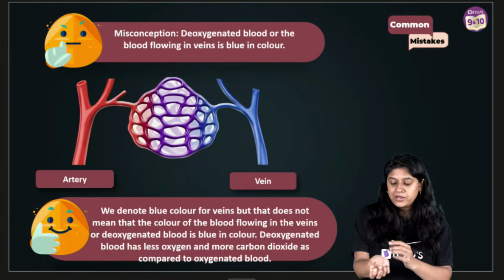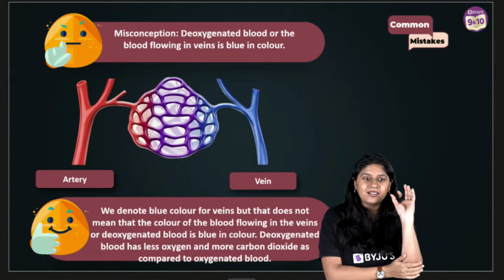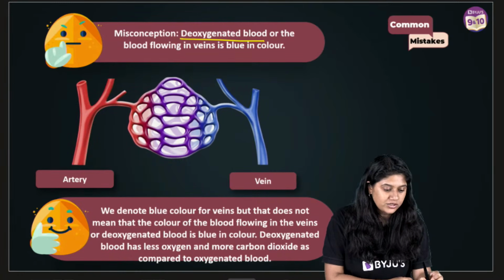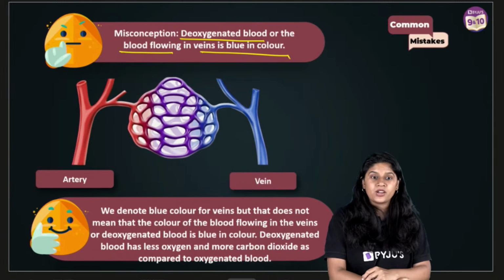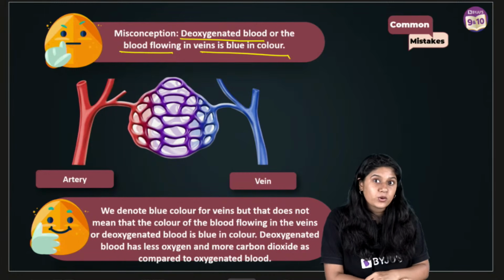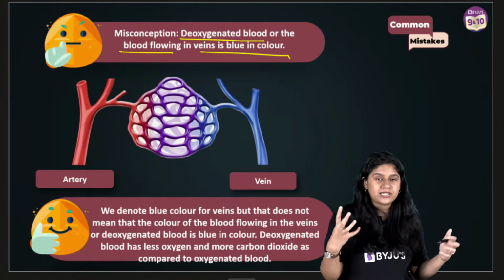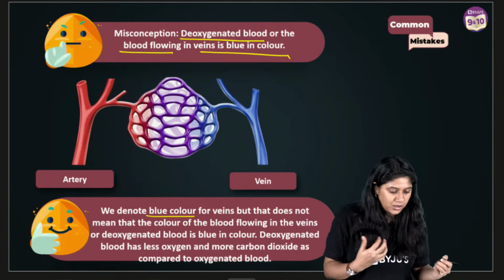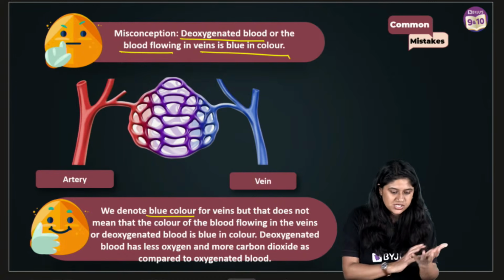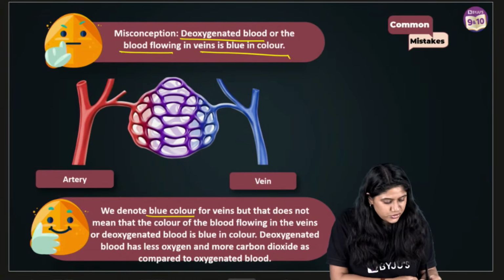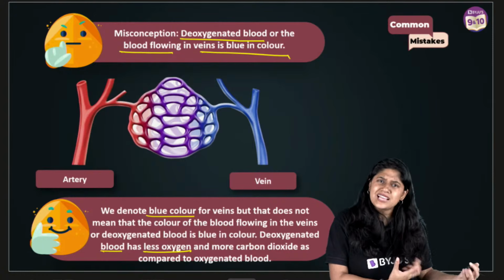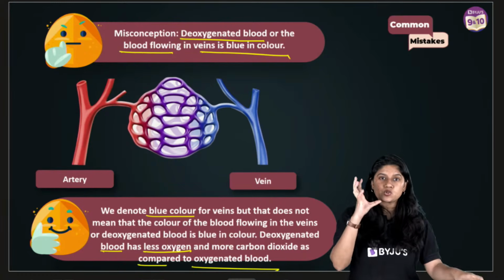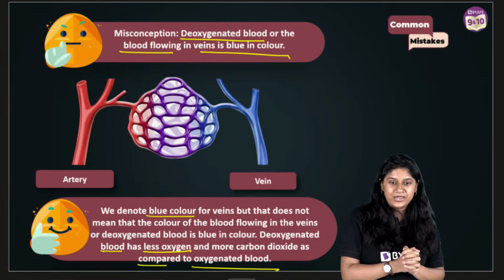Here of course we have the myth that sometimes when we look at our hand, right, over here it looks bluish. The deoxygenated blood, or the blood flowing in our veins, is blue in color. Do you think that is blue in color? Think about it, everyone. Do you think it's blue in color? It's not, right? We denote the blue color for the veins not because it's blue, but because it just looks a little bit that way. So deoxygenated blood has less oxygen and more carbon dioxide. Hence, of course, we usually denote it with the blue color.